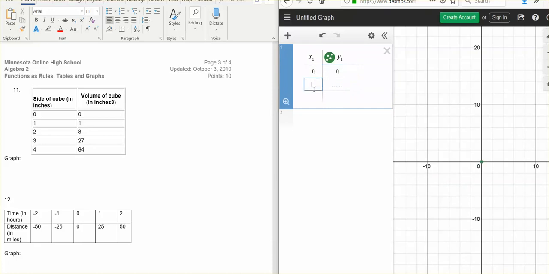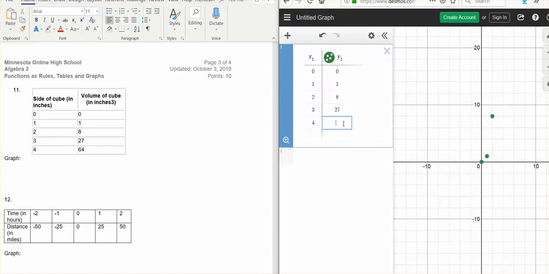Let's look at this one. 1, 1. See if we can figure out the pattern. So it's hard for 0, 0, and 1, 1, but how about from 2 to 8? And also, do you know how to find the volume of a cube? It's a cube, all sides are the same. So if I took the side length, what do I have to do to the side length to get the volume? I cube it. I take it to the third power.